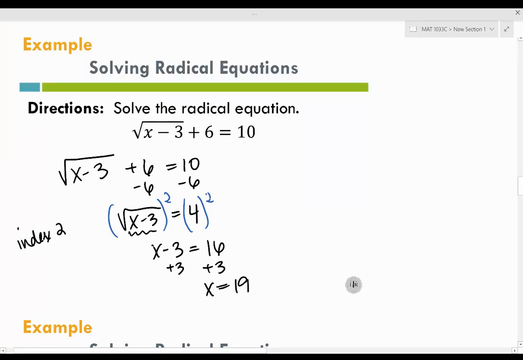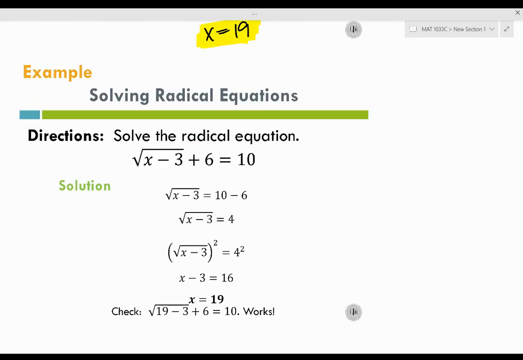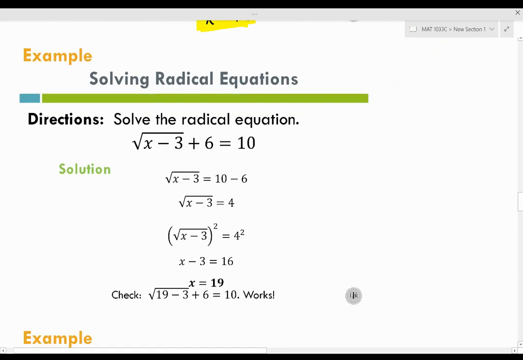Now, before we can accept that as our answer, we always have to check. So we're going to plug x equals 19 into our original equation. We have the square root of 19 minus 3 plus 6 equals 10. 19 minus 3 is 16, plus 6 equals 10. The square root of 16 is 4. 4 plus 6 equals 10. And 10 equals 10, so that's true. That means we get to keep x equals 19 as our answer. Let's check to see if we're right. Yes, we are. All right, let's move on to the next problem.